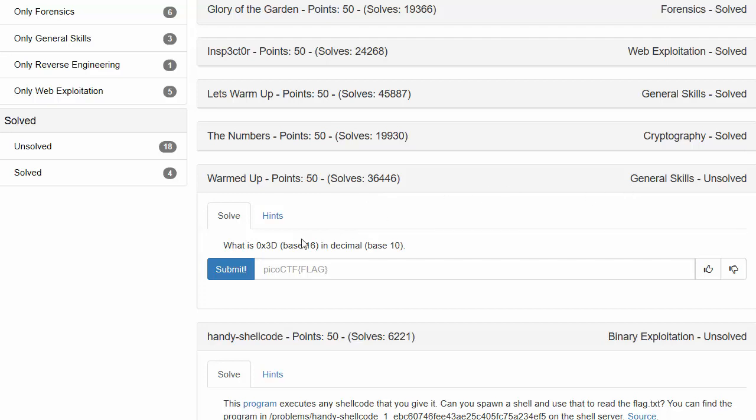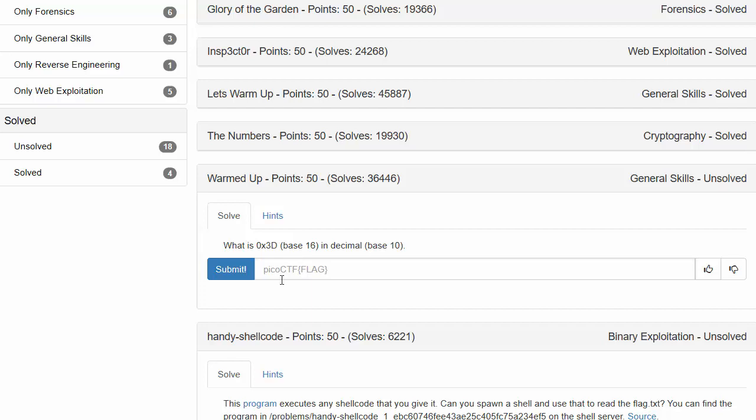And the question is, what is 0x3d base 16 in decimal base 10? And decimal base 10 is what we use every day. Base 16 is hexadecimal. This seems very identical to the challenge problem Let's Warm Up, which we just did a few days ago. And we remember that 0x is a way of telling us this is hexadecimal, and we're actually going to convert 3D to a number.